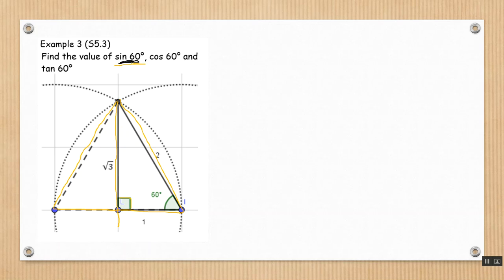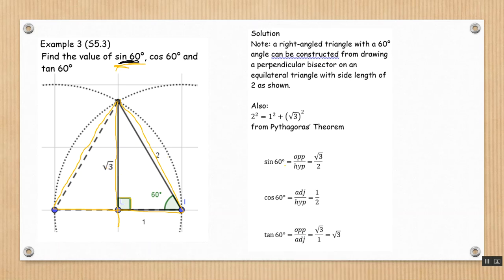So for sine 60, we have opposite over hypotenuse. So for sine 60, we get the square root of 3 over 2. For cos 60, we get 1 over 2. And for tan 60, we get the square root of 3 over 1, which we just write as square root of 3.